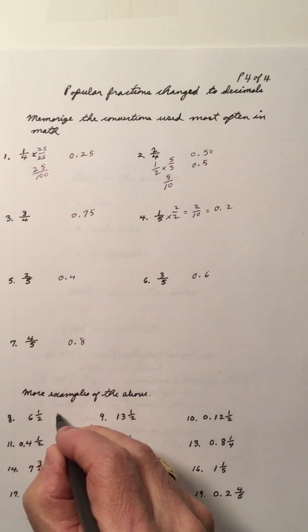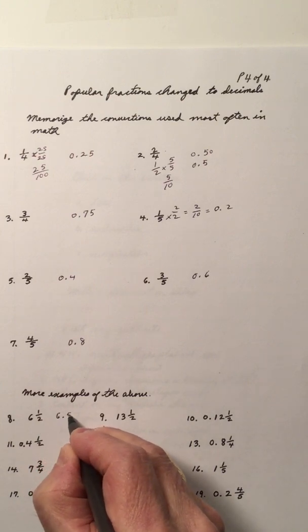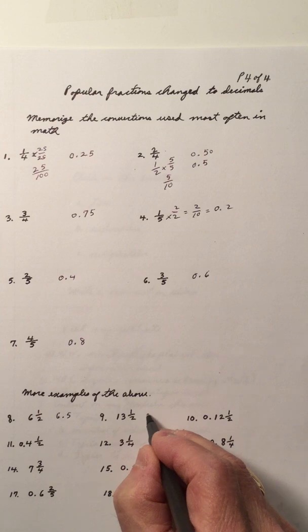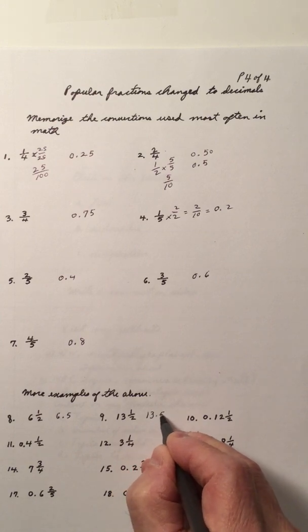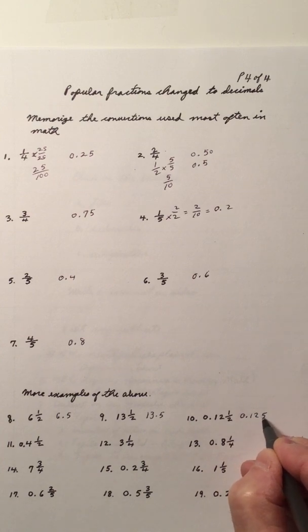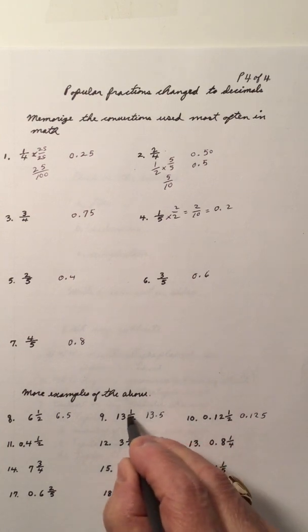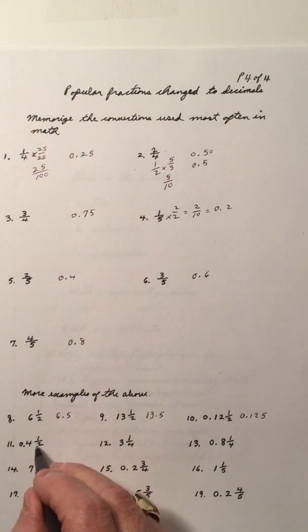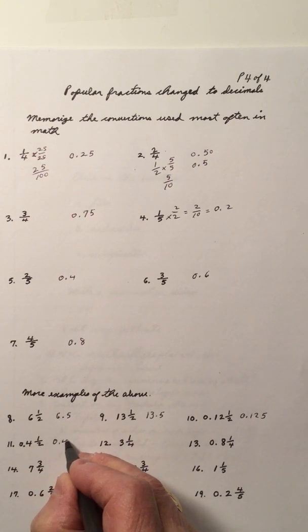6 and a half is 0.5. A half is 0.5. So I take the half and put a 5 there. Take the half and put a 5 in.